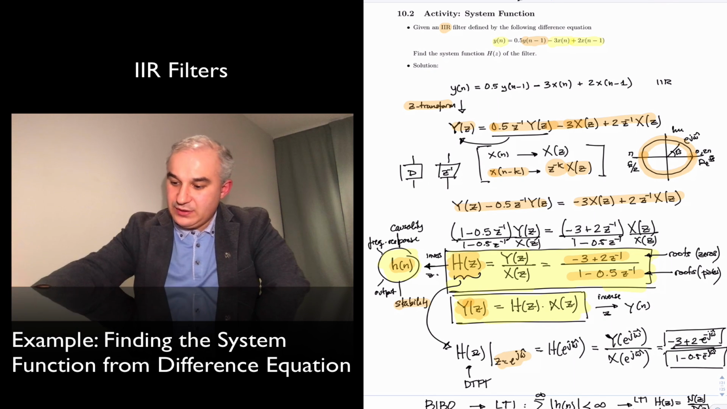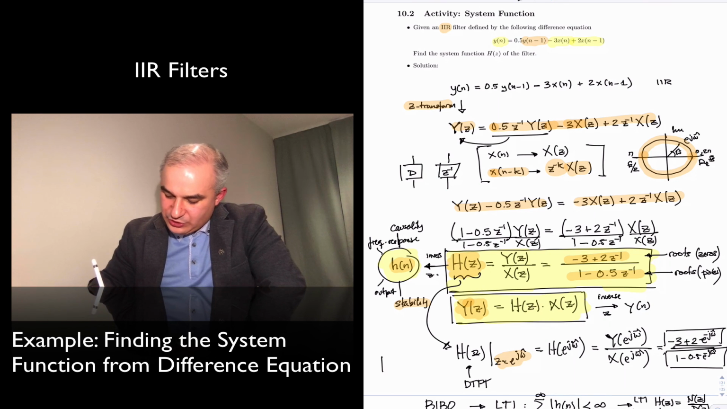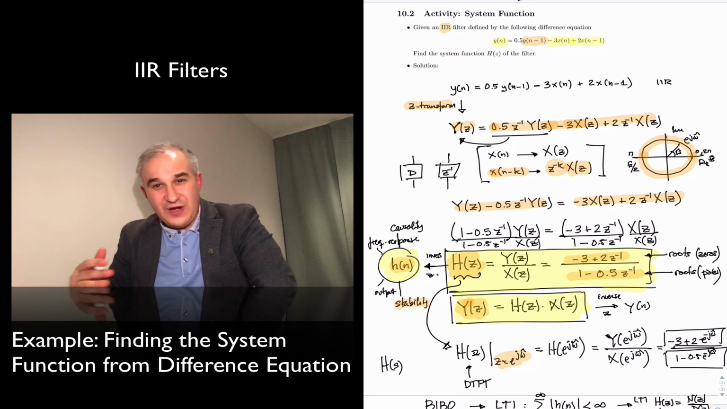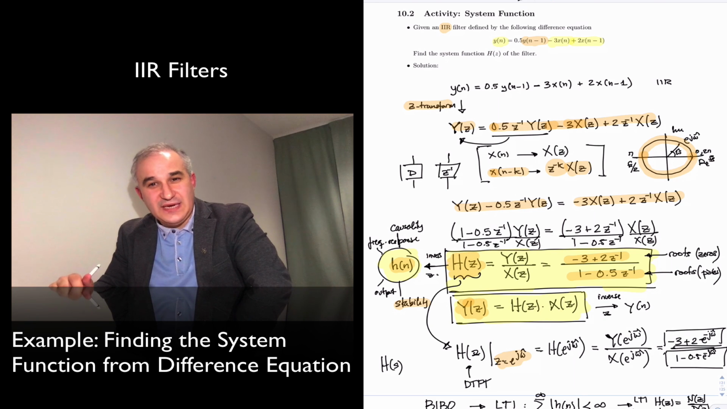And this is equivalent to, in continuous time, H of s, the transfer function that we evaluated for RLC circuits, for instance, using the Laplace transform.